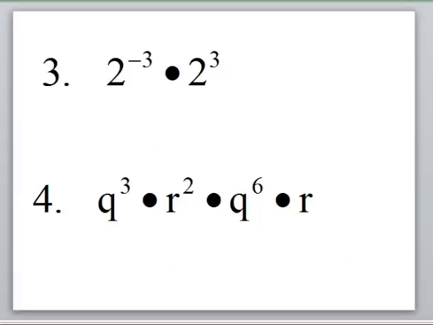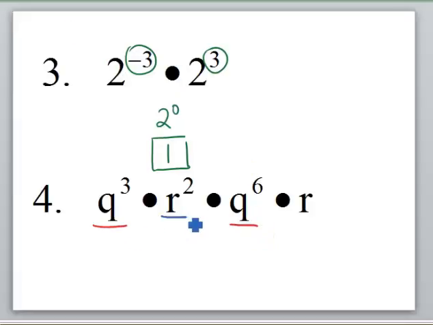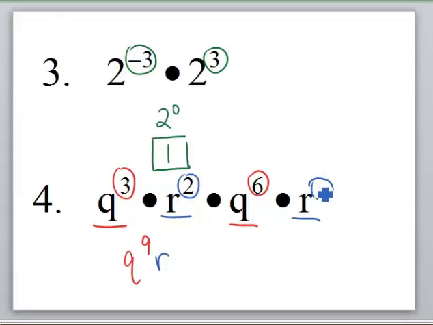On this next problem, let's go ahead and use the rules again. Keep the base, add the exponents. Negative 3 plus 3 is 0. We know that anything to the 0 power is 1. The next problem, I have Q's and I have R's. My Q's, I keep my base. I add my exponents. 3 plus 6 is 9. And then my R's, I'd have R to the 2 plus what's here? Well, there's a 1 there, so 2 plus 1 is 3. So my answer would be Q to the 9th, R to the 3rd.